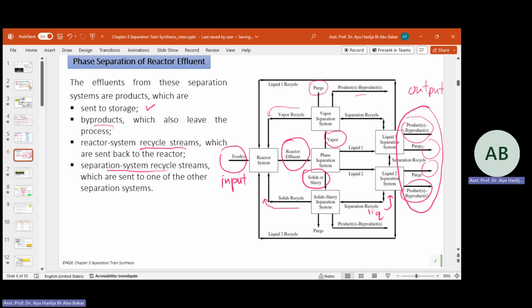Again, it depends on your reactor effluent phase. If you only have vapor phase, then choose the separation equipment that is suitable to separate the vapor. Okay, up to there?